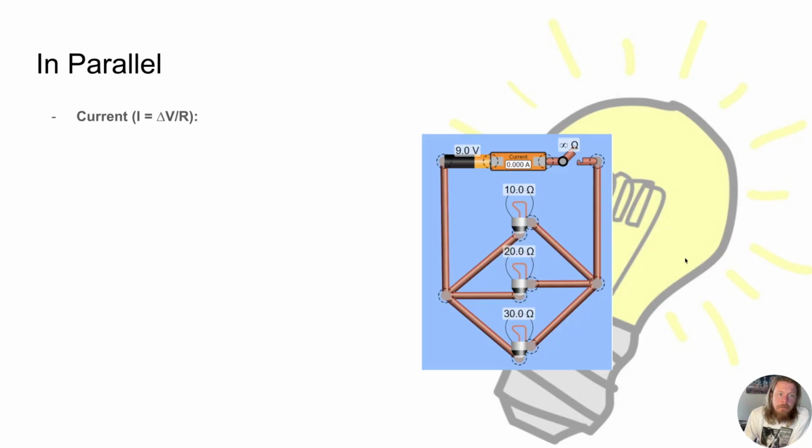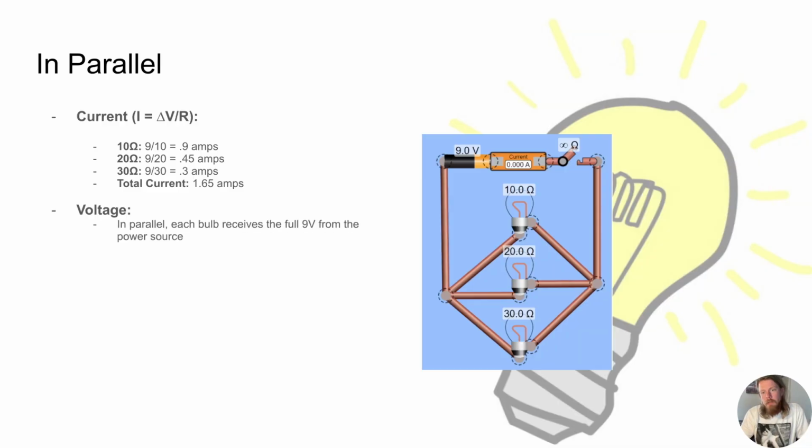So in parallel, finding the current, current equals volts divided by resistance. For the 10 ohm light, we have 9 volts divided by 10 gives us 0.9 amps. For 20 ohms, we have 0.45 amps, and for 30 ohms, we have 0.3 amps, totaling a current of 1.65 amps.